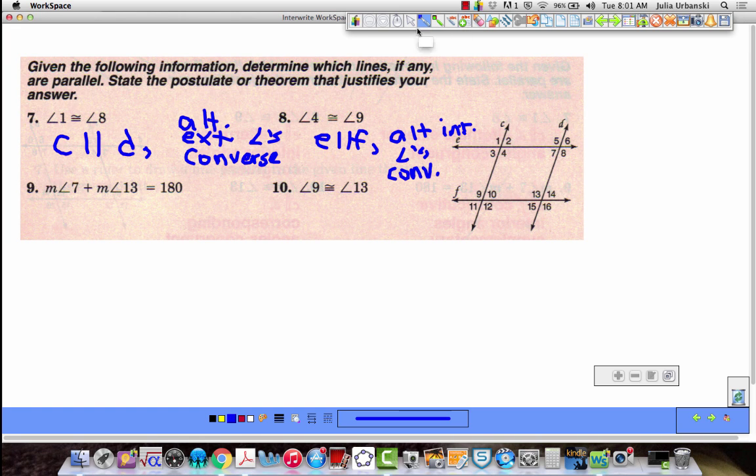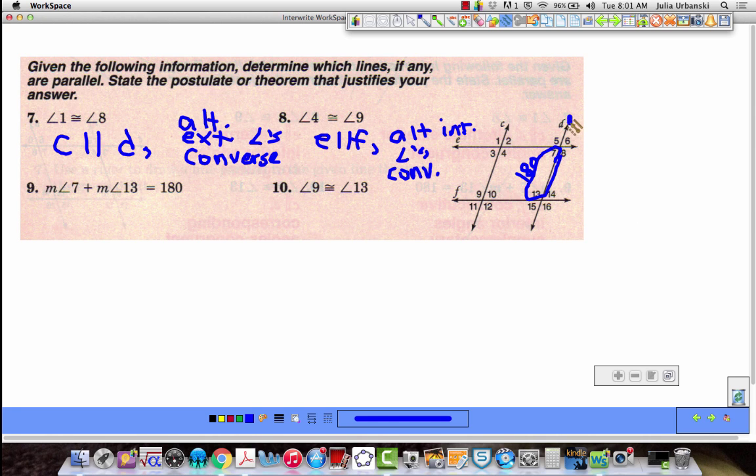All right, two more. Number 9. Number 9 doesn't say congruent. Number 9 says that two angles add up to 180. Let's find them. 7 and 13. So this one is saying that these two angles right here are supplementary. 7 and 13 add up to 180. Okay? So that would make two lines parallel because these are same side interior angles. What's the transversal, the line that goes through both of them?